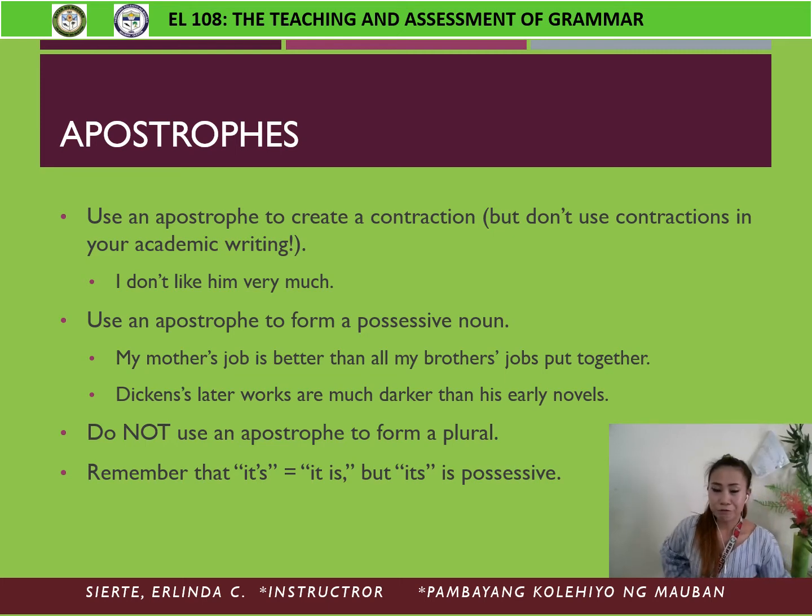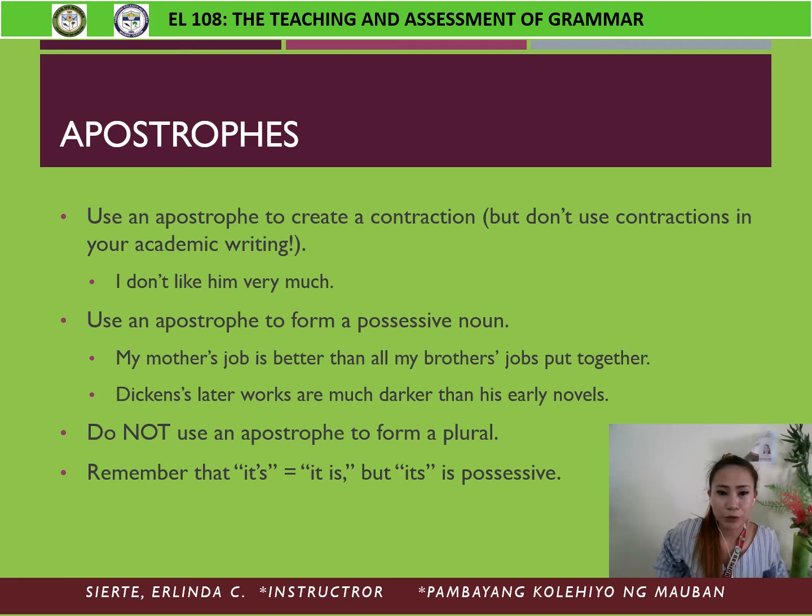Another is apostrophes. So what's its usage? Well, use an apostrophe to create a contraction, but don't use contractions in your academic writing. Example: I don't like him very much, instead of saying I do not like him very much. But anyways, both given statements are correct. Okay, so sometimes we just need to use this contraction.